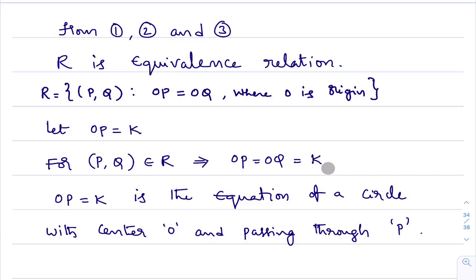No need to explain something new here. Just a simple thing, you take OP equal to k. This equation itself says it is the circle equation with center O and passing through the point P. To understand this, you need to know the definition of circle, right? That we already learned in first PUC. I hope you understand this solution. Now we'll move to the next question.